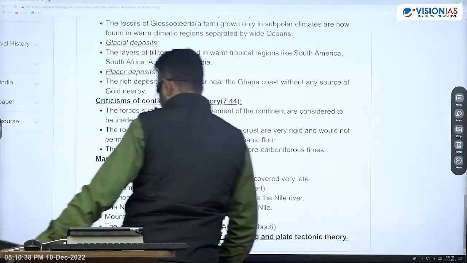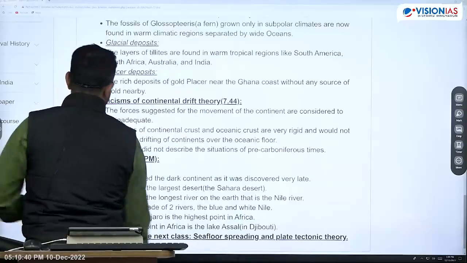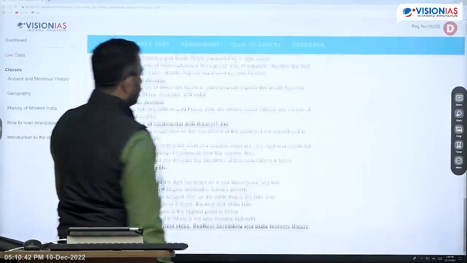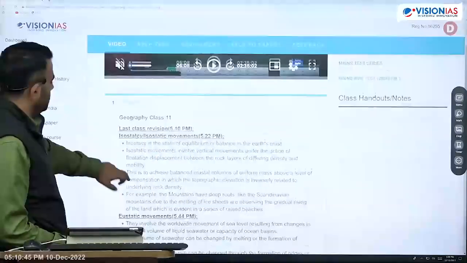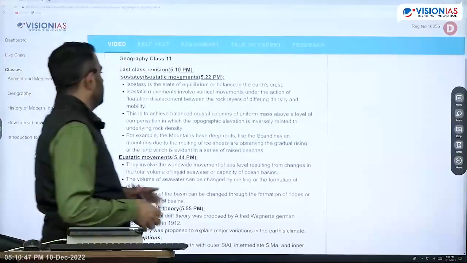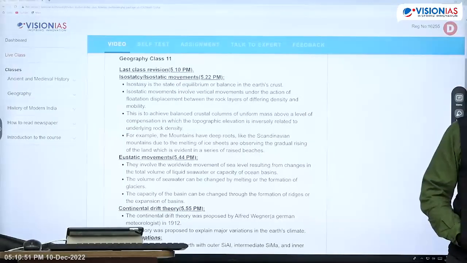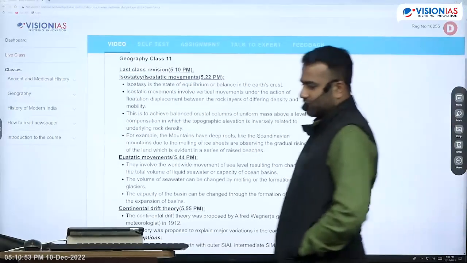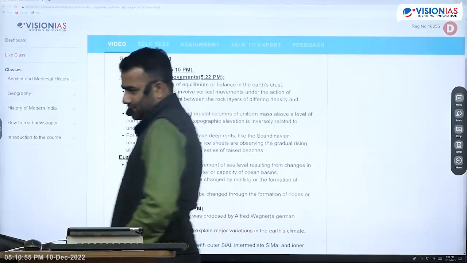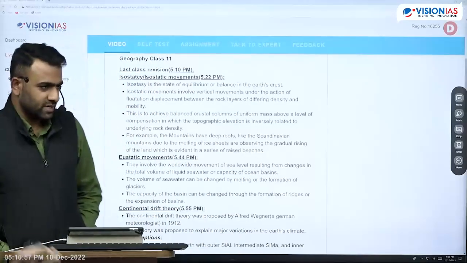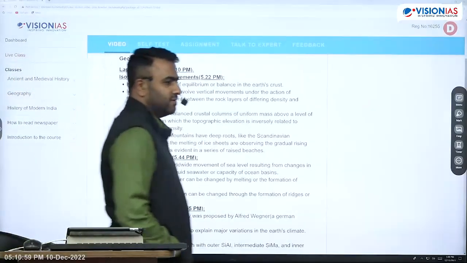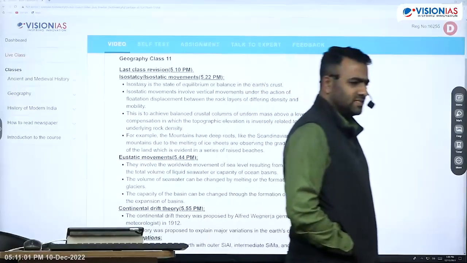So we had discussed continental drift theory in the last class. Before that, we discussed isostatic movements and eustatic movements. So what are isostatic movements? Balancing movements. Okay, balancing movements.